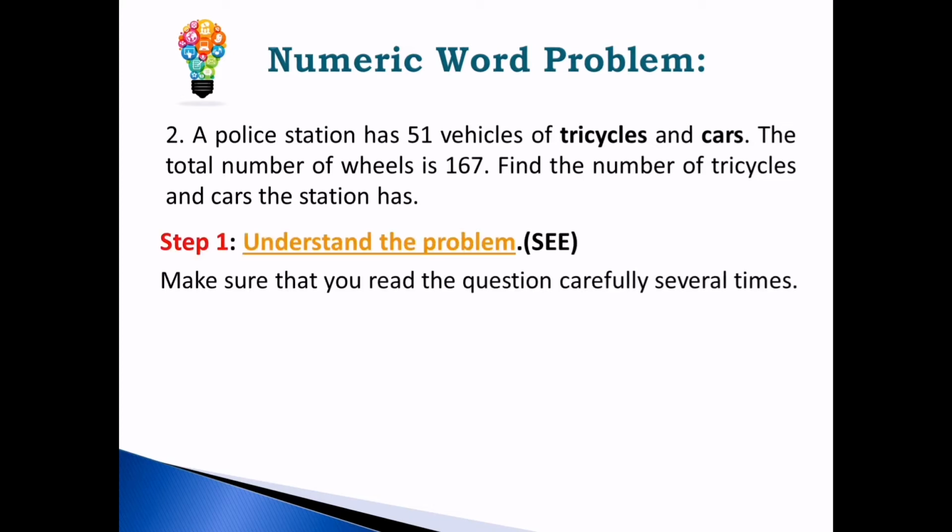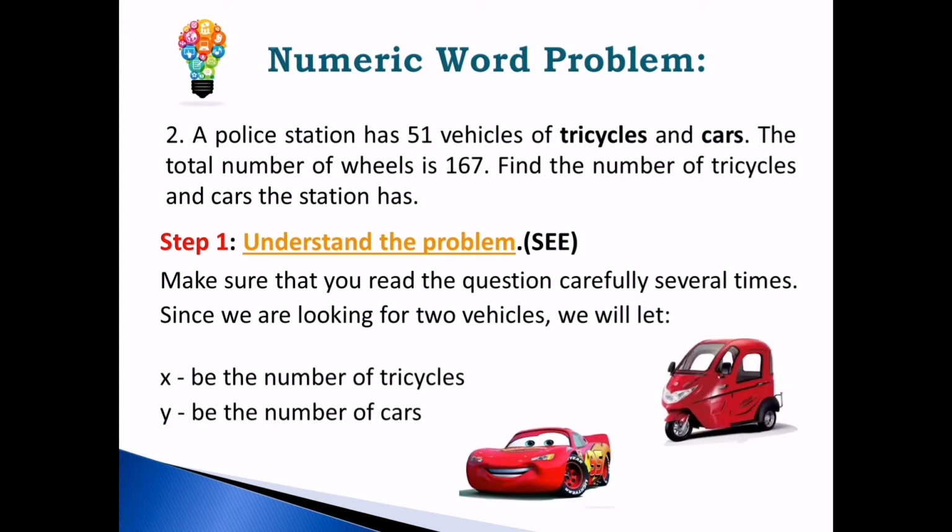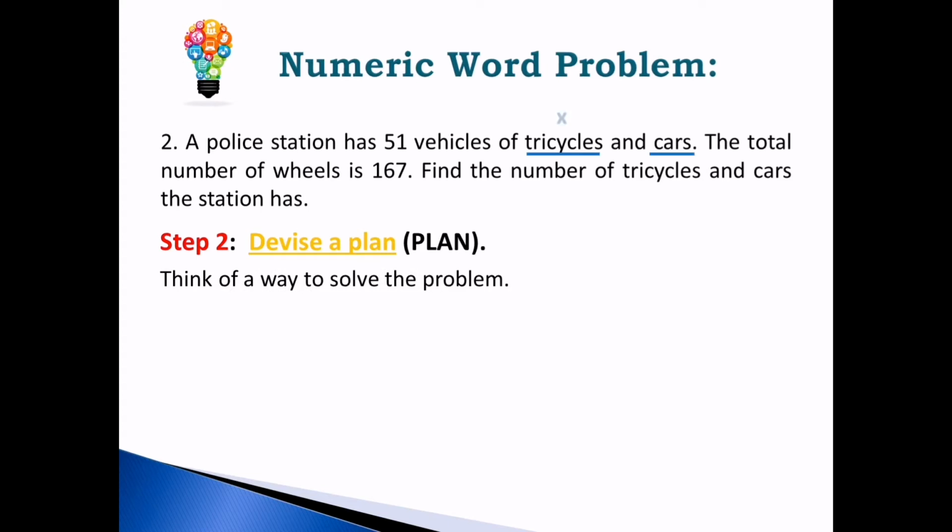So again, the first step is understand the problem or see. By reading it again and again, you're probably able to have a possible solution and you're able to really understand the given problem. So here we are talking about vehicles, that are tricycles and cars. So here we're able to represent these two vehicles as x be the number of tricycles and y be the number of cars. Okay, the second step is devise a plan.